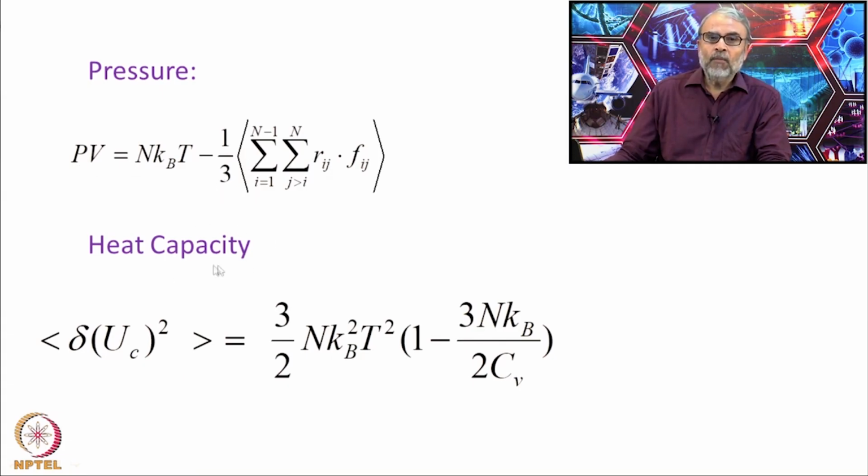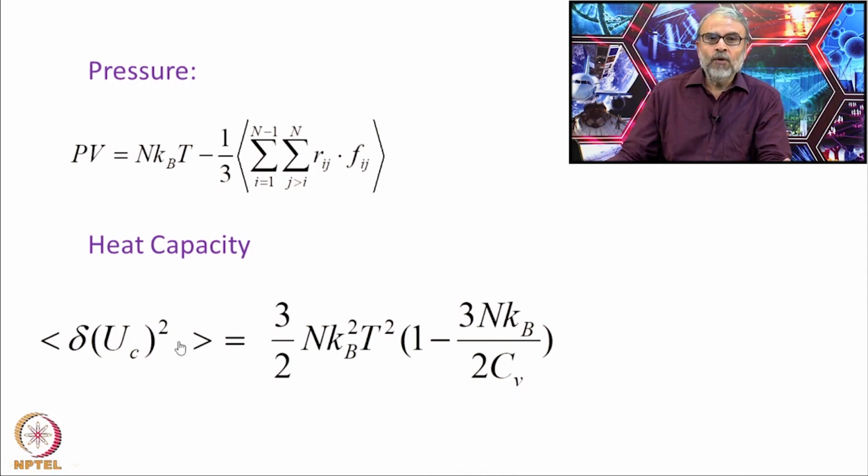Similarly, now suppose I want to get the heat capacity. Heat capacity is given in terms of this formula. Delta U squared is the average of U squared minus the average of U, whole squared. So, this is the fluctuation in energy. Fluctuation in energy is obtained by the average of the square of energy minus the square of the average of energy. That fluctuation is given by 3/2 N k squared T squared times (1 minus 3 N kB by Cv). Cv is my heat capacity at constant volume. So, this is how you calculate heat capacity in my calculations.